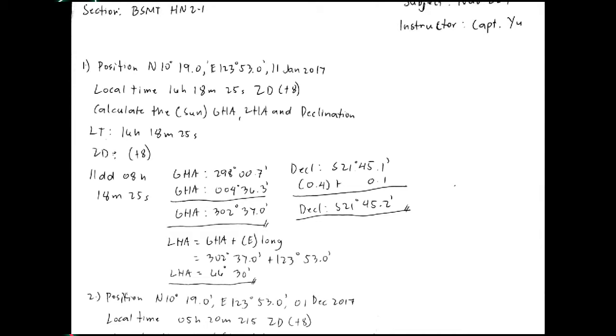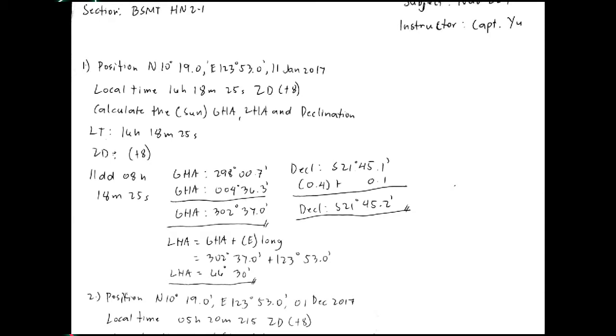Next is to repeat the process to get the minutes and seconds. In the almanac, we locate the value of 004 degrees 36.3 minutes. We will just add both to get the final GHA, which is 302 degrees 37.0 minutes.